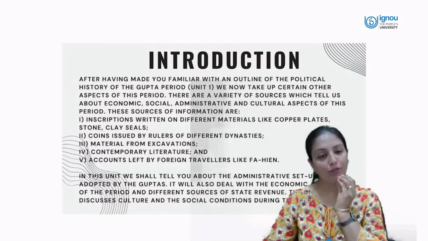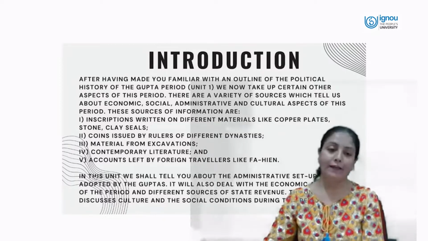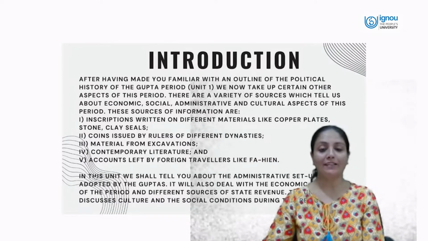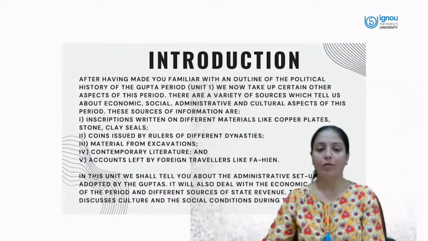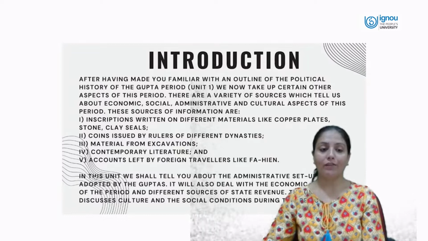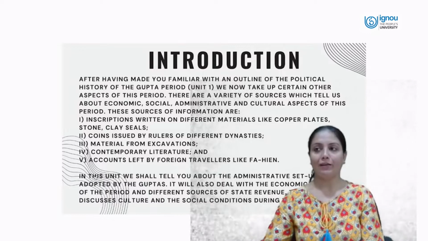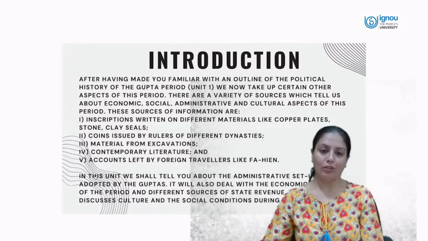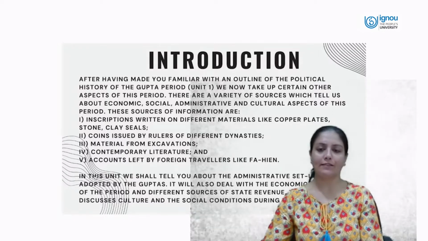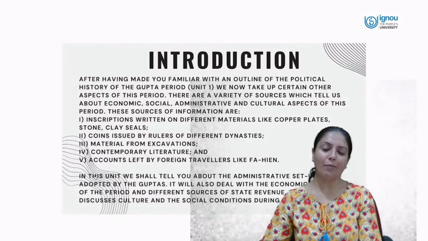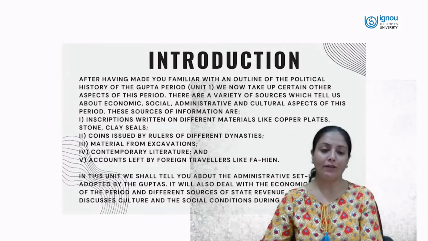Next is coins issued by the rulers. We have discussed the coins, how they were issued and why. Next is material from excavations, by digging the earth, they got materials. Next is contemporary literature, like Mudrarakshasa, which we will discuss in our next unit also. Literary sources like the Bhagavad Gita, Ramayana, Mahabharata.